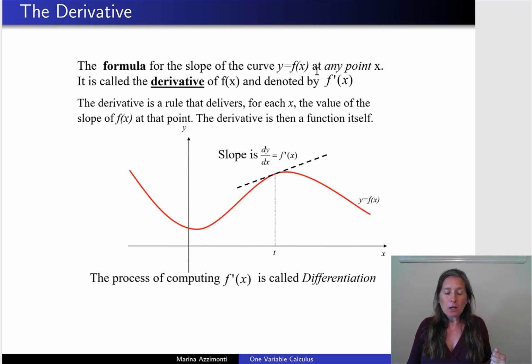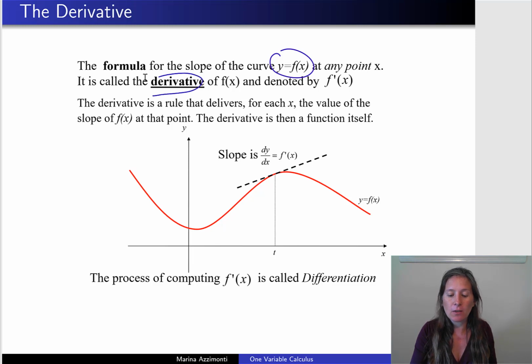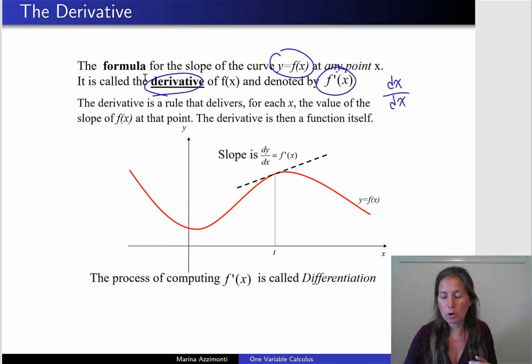Now, the formula for the slope, which we are going to see a little bit later how to actually obtain, is a function itself. The formula for the slope of the curve y, which is f of x at any point x, is going to be called the derivative. It has different ways in which we can denote it, but typically it is denoted by f prime of x, sometimes as dy over dx. In other words, what's the change in y when we change x?